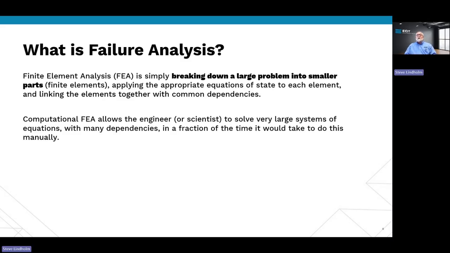The basis of FEA is the breaking down of a large problem into smaller parts, which are referred to as finite elements, applying the equations which explain the conditions acting on each element, and linking the elements with common dependencies. Computational FEA now allows an engineer or a scientist to solve very large systems of equations with many dependencies. These large dependent systems of equations would not have been feasibly possible to solve manually.